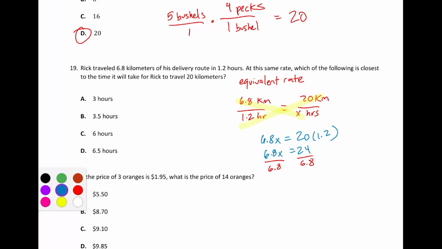So 24 divided by 6.8 gives me roughly about 3.5. It's actually closer to 3, it looks like it's a very long decimal here. But it says which one is the closest to the time. And you can't even read what I wrote there. But if you look at the answer choices, the only one that even comes close to making sense is choice B.